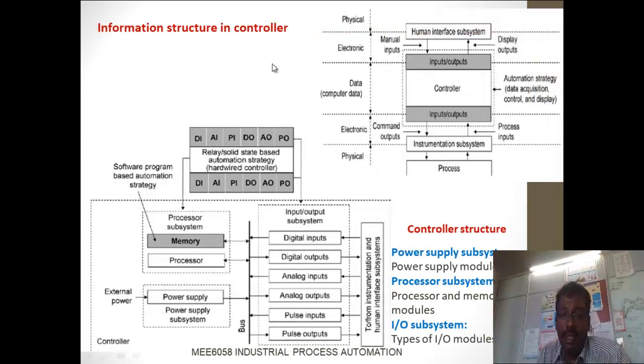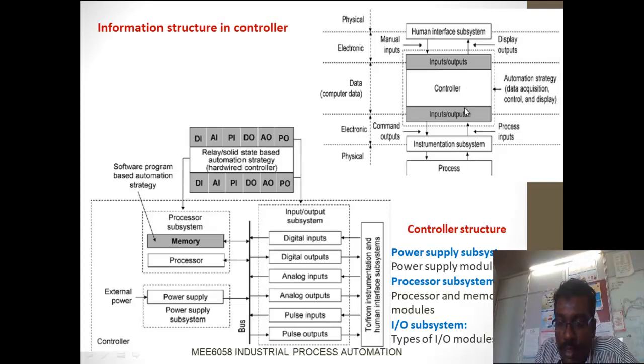If we come to the information structure in the controllers, as I already said, there are the human interface system, the instrumentation system, and the process. These are the controller subsystems. What happens from the instrumentation subsystem? The inputs from the process are called data. Data that occurred from the process through the instrumentation subsystem is transferred to the controller.